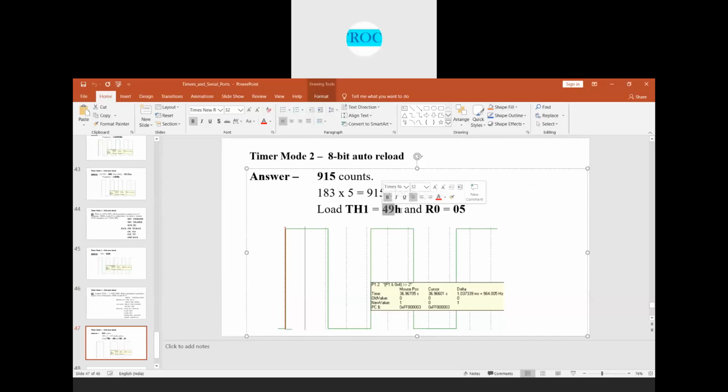Since it is 49H, how many counts are required to reach FFH? It will be 183 decimal, 183 counts required to reach 256. And since we require 915 clock cycles, R0 is loaded with 5. So what is the frequency we generated once you write that program?